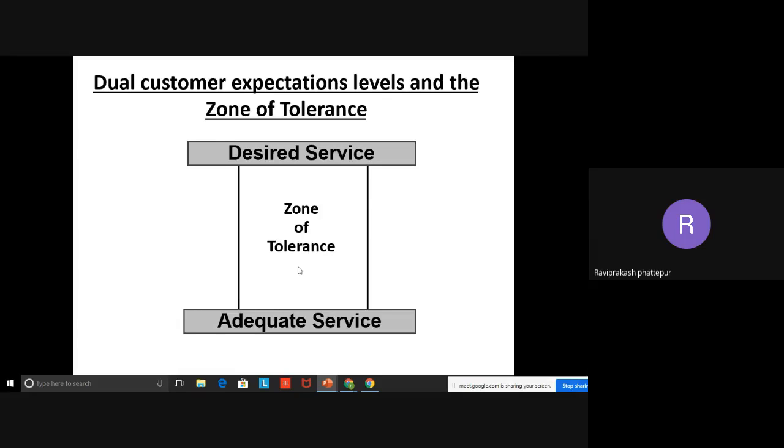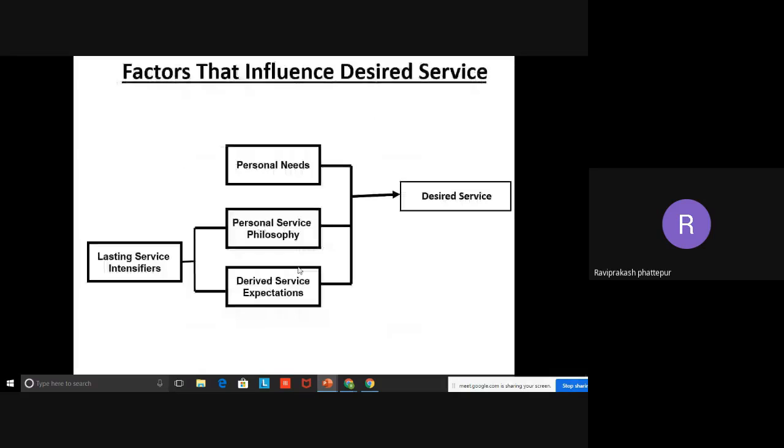I just want to tell you one thing here. The desired service and adequate service would differ from person to person. If a person has too much experience in restaurants or is visiting different restaurants frequently, his desired service would be completely different from a person who is occasionally visiting a restaurant. So the desired service and the adequate service would change based on the person, or his experience, or his thinking. Okay. So next is factors that influence desired service.